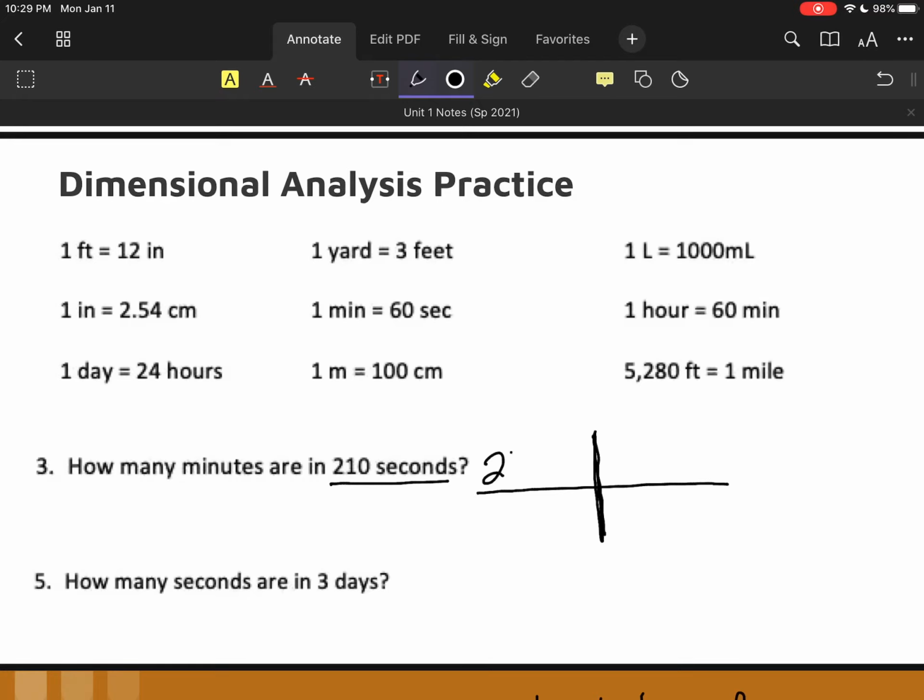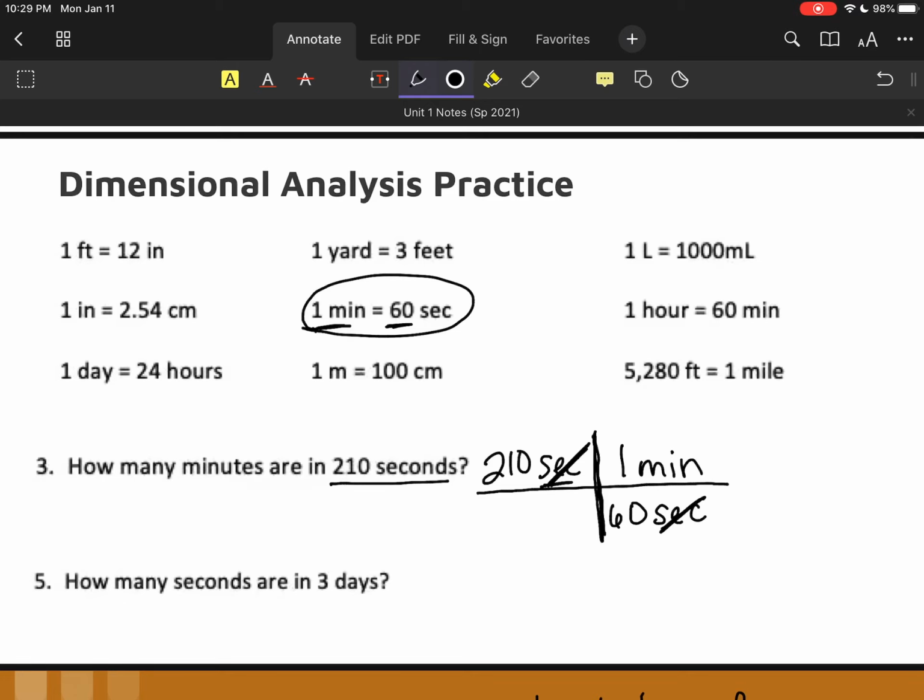We're starting with 210 seconds. 210 seconds. I always write that down first. And then remember, I'm going from seconds to minutes. So here's my conversion factor. There's 60 seconds in a minute. Because I have seconds up here on the top, I want to put seconds down here on the bottom so I can cross them out. And there's a 60 in front, so I'm going to put 60. And then on the top, I'm going to put my 1 minute.